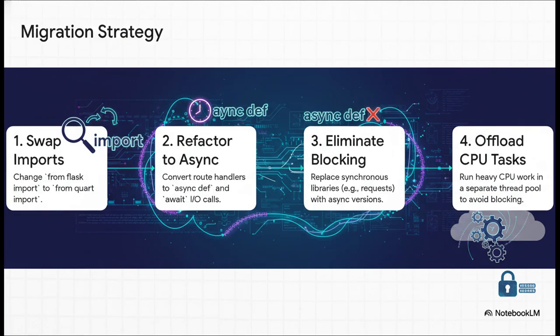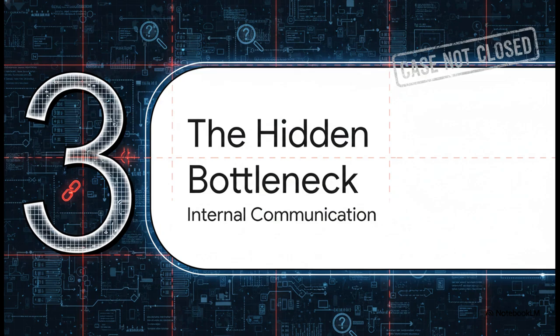And this engine swap isn't some crazy complex surgery either. It's really just a straightforward 4-step process. You swap out your imports, you make your functions async, you find any old-school blocking libraries and replace them with modern async ones, and finally you push any really heavy thinking off to a separate thread. That's it. That's your path to massive scale. So, we fixed the front door. Awesome. Our signaling server is now a fortress. It can handle thousands of users. No sweat. Case closed, right?